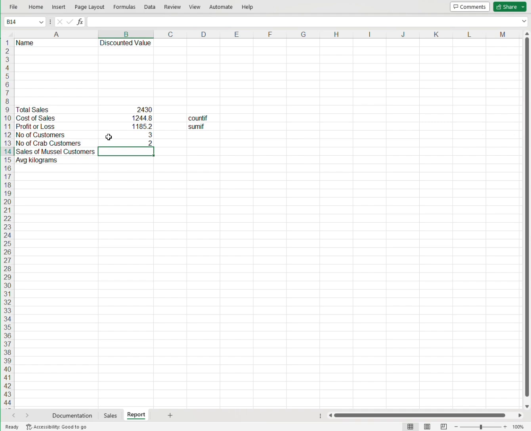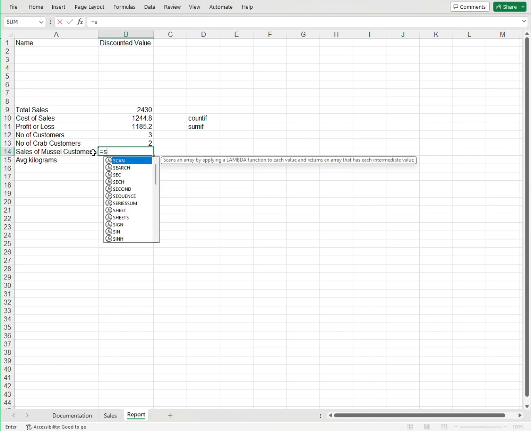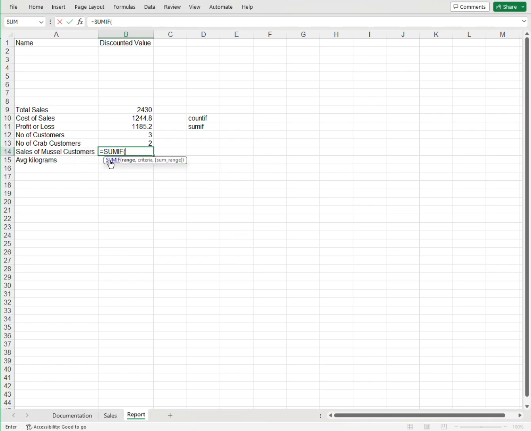We use a function called Sumif. It means it will give us a total of something if there is a condition. We want the total sum of something if there is a condition. So again, if you look here, we have two ranges. One is the range, with the criteria, and we have the other range, which is the sum range. So this says we want what? The sales of mussel customers.